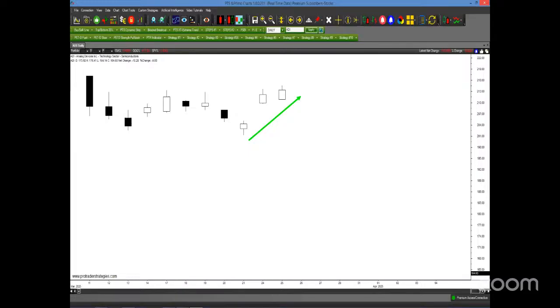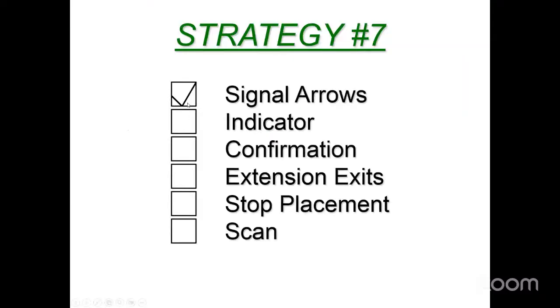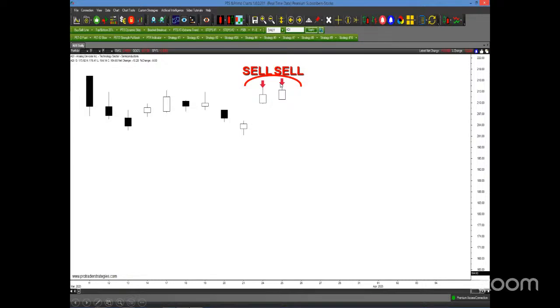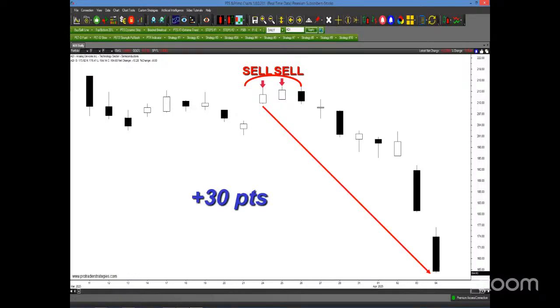Once again, if you know the rules to this method, you'll know that the overall trend is still down. Click on strategy 7. See if there's a signal here. Click on signal arrow. And yes, on those 2 bounces up, those weren't buying opportunities. Those were selling opportunities. We don't care how good the news was that caused this stock to gap up. 30 points coming into last week. This is why we say this strategy is so important, especially in a downward market.